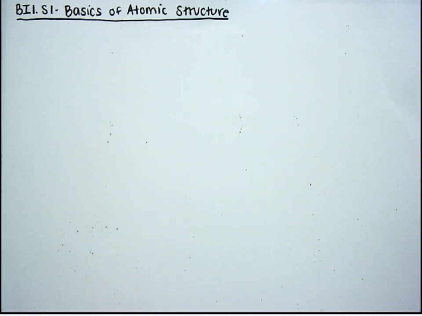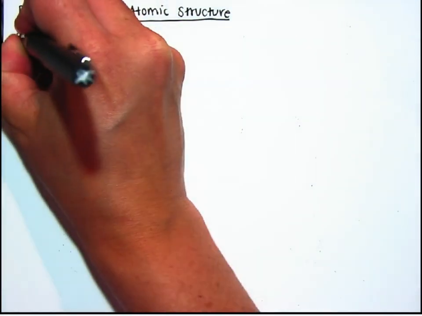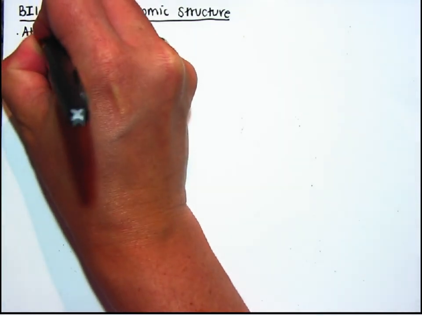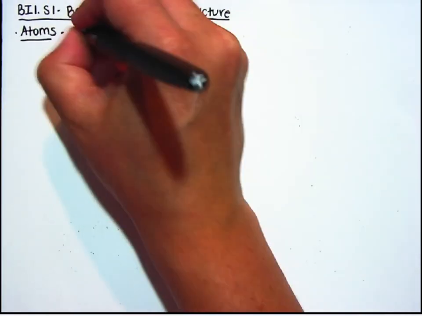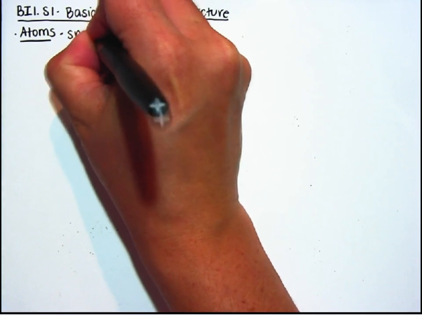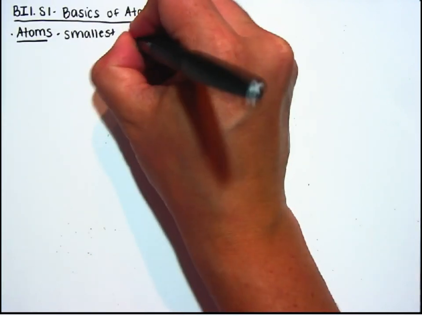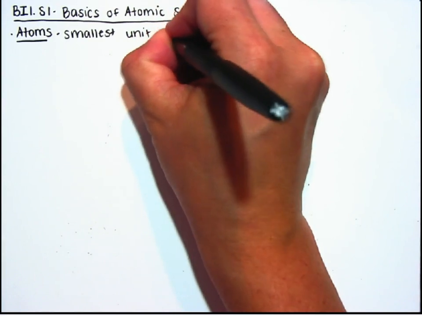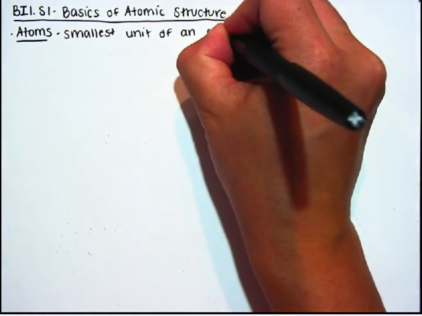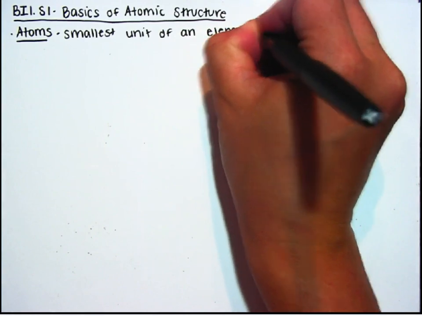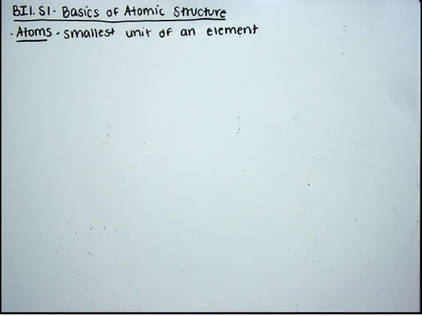This lecture will cover Big Idea 1, Standard 1, and our topic for today is the basics of atomic structure. So we're going to be talking a lot about atoms. Atoms are just the smallest unit of an element. So if we have the element oxygen, it is made up of tons of oxygen atoms. So atoms are just that smallest unit that makes up an element.